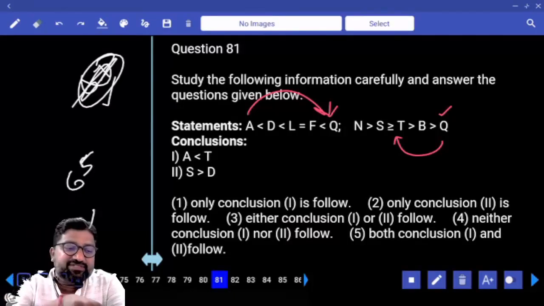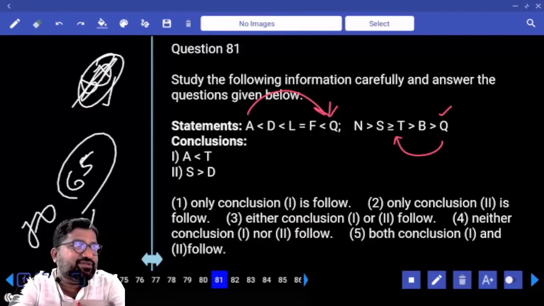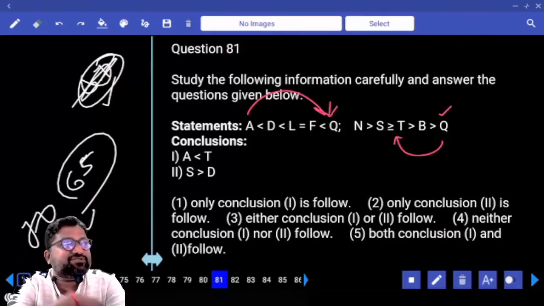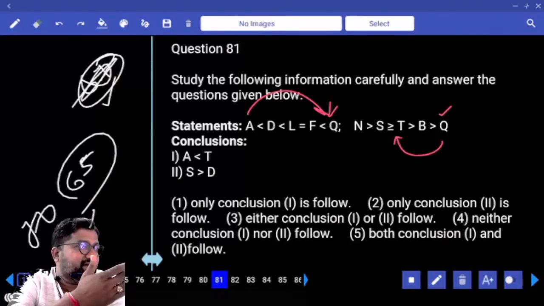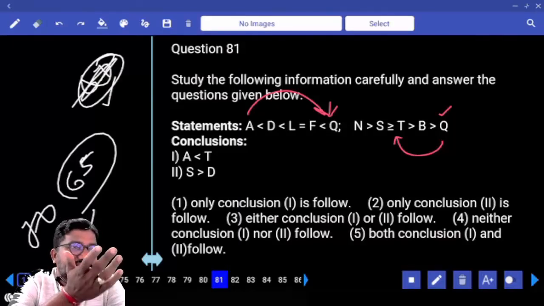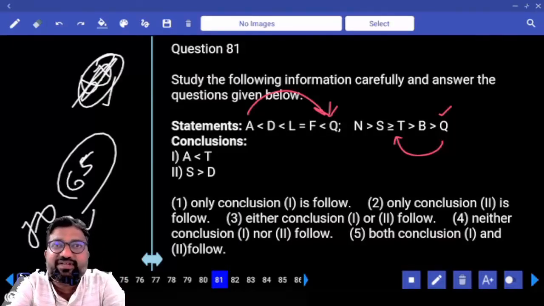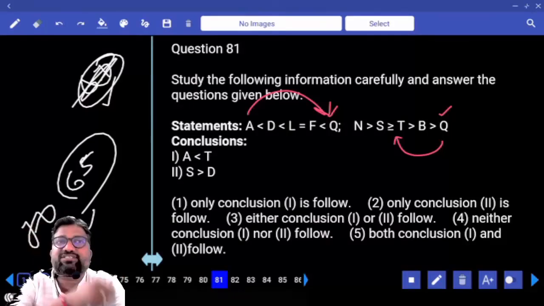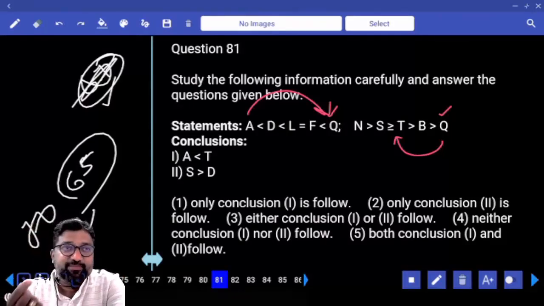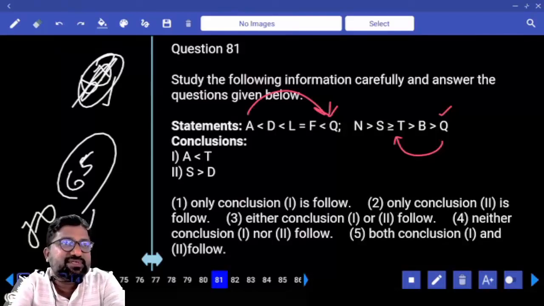In 1 hour, you are supposed to solve somewhere around 70 questions, so you must have less than 1 minute for each question. You have only 1 hour to write the exam. So the techniques that I teach you will help you to save your time. Is this clear?